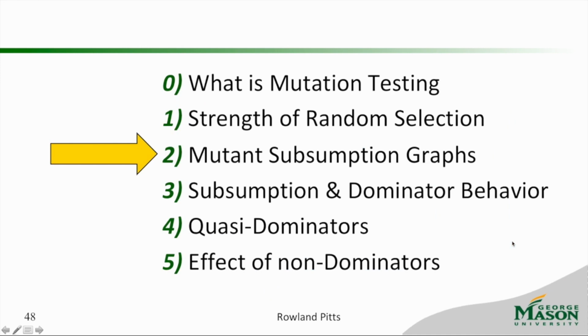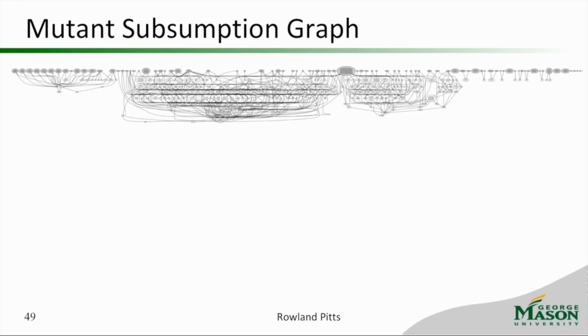All right, let's move on to mutant subsumption graphs. As I mentioned earlier, it's possible to graph the subsumption relationships, and here's an example of one. This is not the largest subject. I think it's Lang 1 with about 1,700 mutants. But this macro view lets us see some of the properties that are common amongst the graphs.